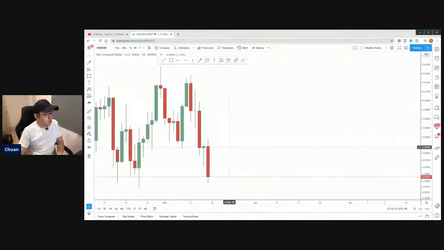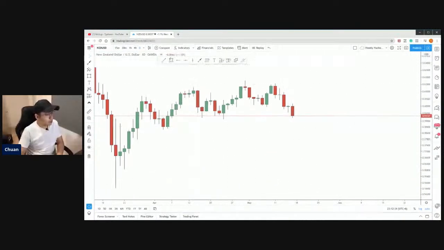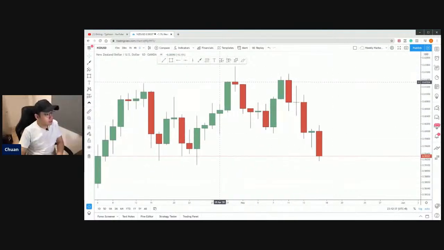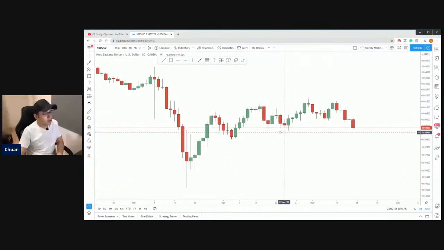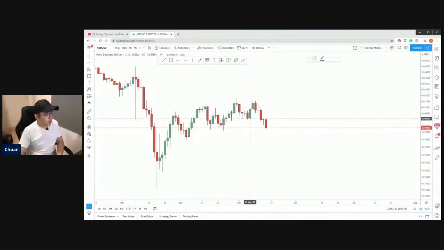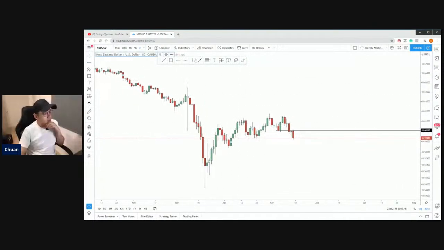So if we look at the market here, we can know that the market has actually broken this swing one level. So what we do this week is, this is the level of resistance on the daily chart.